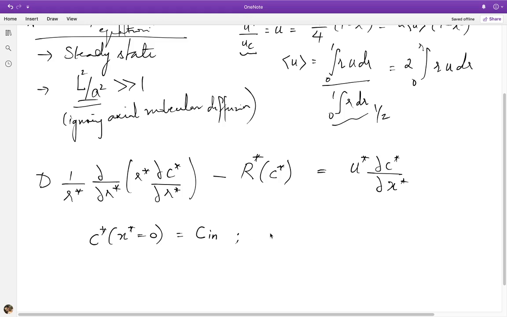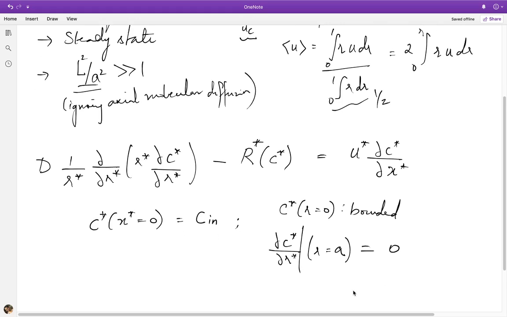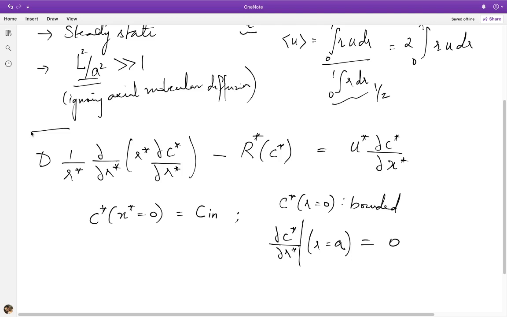And in the r direction, I need two conditions. So I have C star at r equal to 0 for any x is bounded, and I have the no flux boundary condition at the wall, r equal to a, to be 0. This is the no flux condition. Okay, so this is my full model.